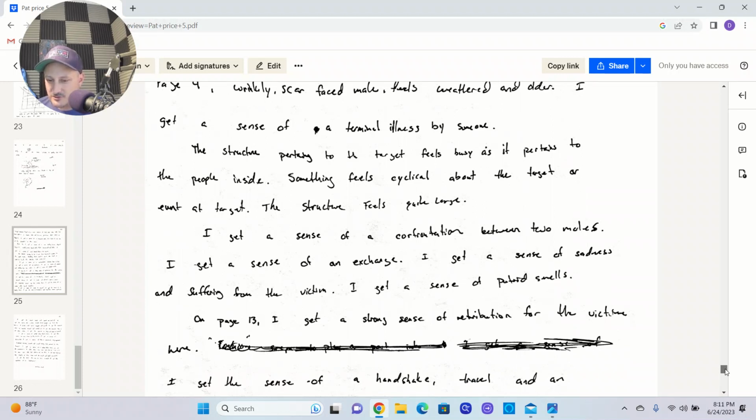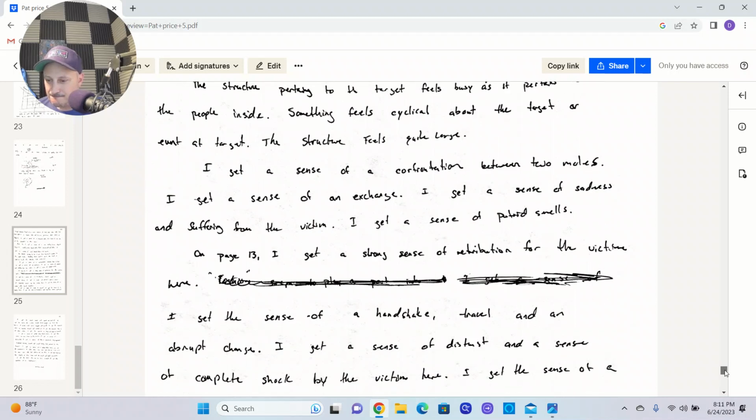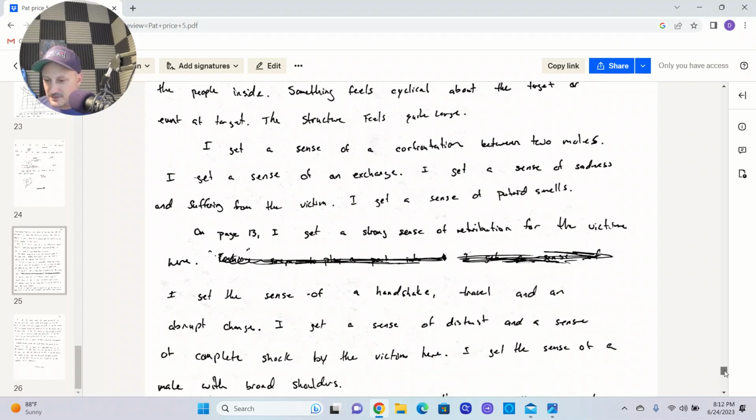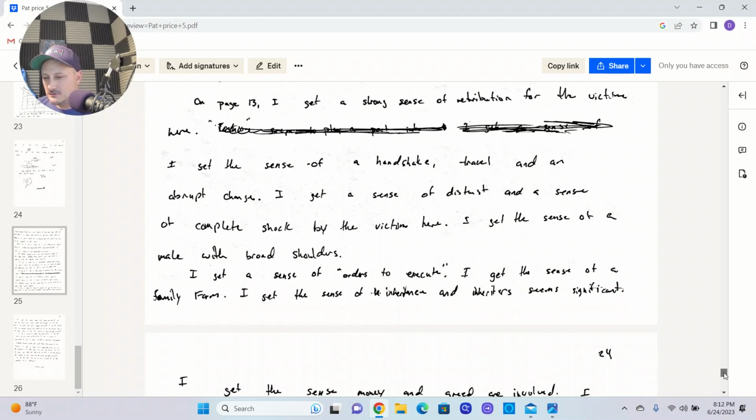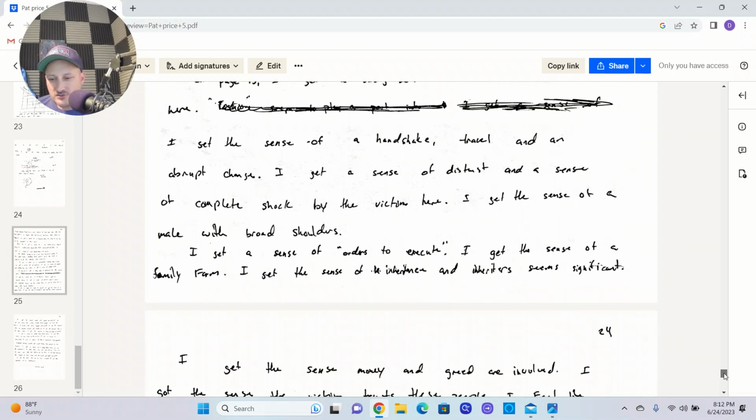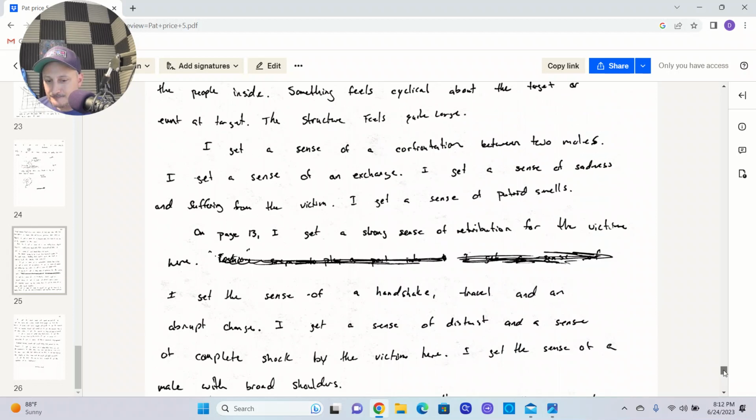Strong sense of retribution for the victim here. Sense of a handshake, travel, and an abrupt change. I get a sense of distrust and a sense of complete shock by the victim here. I get the sense of a male with broad shoulders. The sense of orders to execute. I get the sense of a family man. The sense of inheritance and inheritors seems significant.